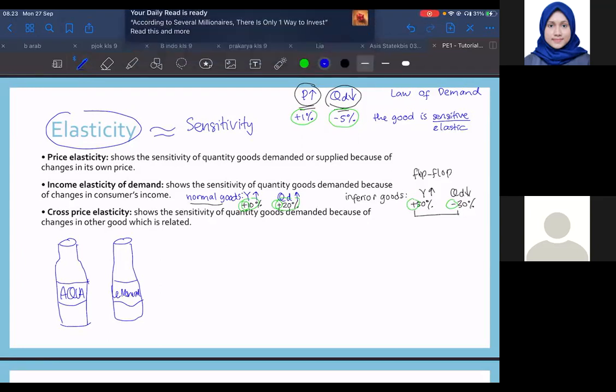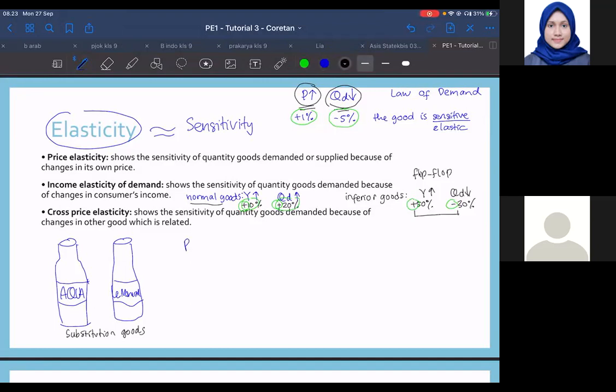Okay. Now, if they are both the same, it means that they are both substitution goods. If they are both substitution goods, it means that if the price of, for example, Aqua is X, Le Mineral is Y, and the price of Le Mineral, the price of Y, increases, could you guess whether the quantity demanded of Aqua will increase or decrease?